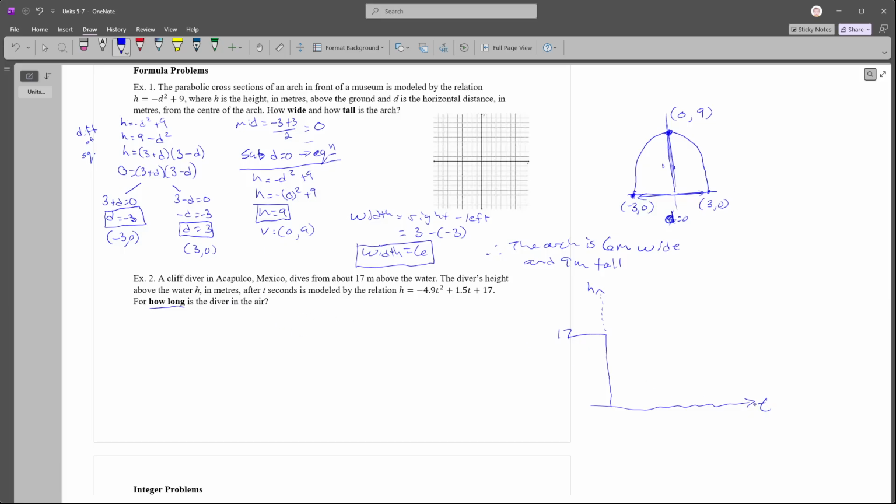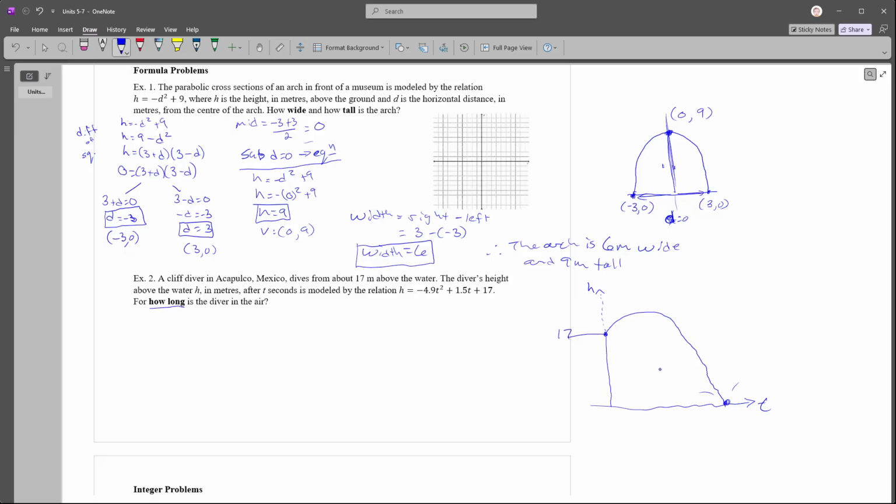So basically they're asking us for time. How much time is he in the air? What is that actually asking us? It's asking us what is the time when it hits the water again. Now we had a similar problem to this in the last group of questions, but basically when the diver dives in, he hits the water again, splash, splash.